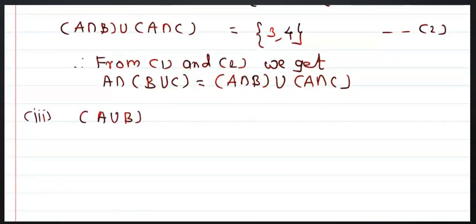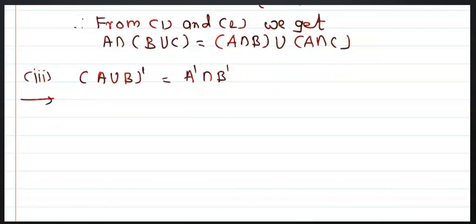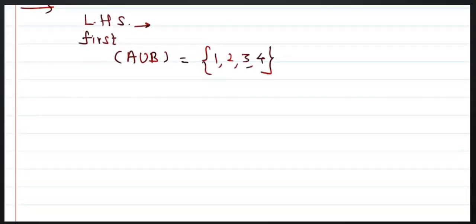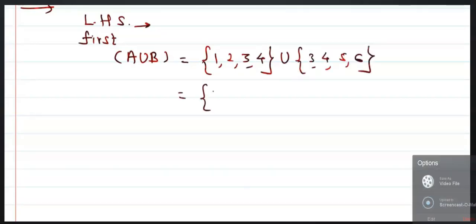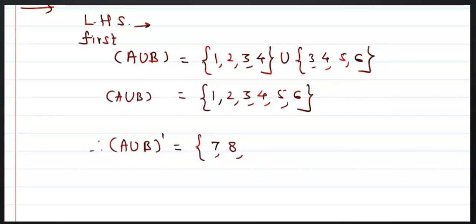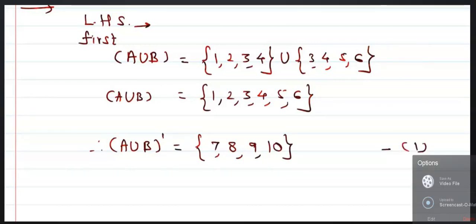Now third, (A union B) complement equals A complement intersection B complement. Therefore, now consider the LHS. First, A union B: 1, 2, 3, 4 union 3, 4, 5, 6. Their union is 1, 2, 3, 4, 5, 6. Therefore, their complement is 7, 8, 9, 10, because the universal set contains 10 elements.